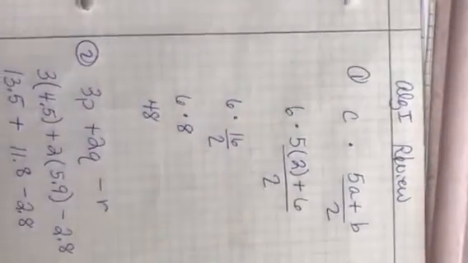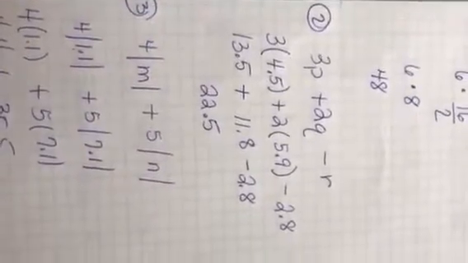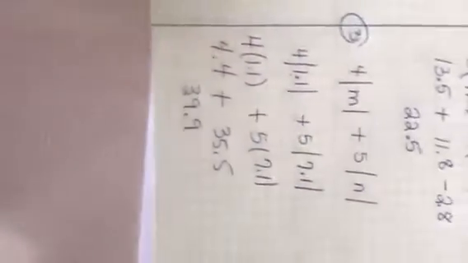Algebra 1 review. Here's our study guide. I'm going to walk through these questions. Question 1, there it is worked out. The answer is 48. Question 2, when you work it, you get 22.5.